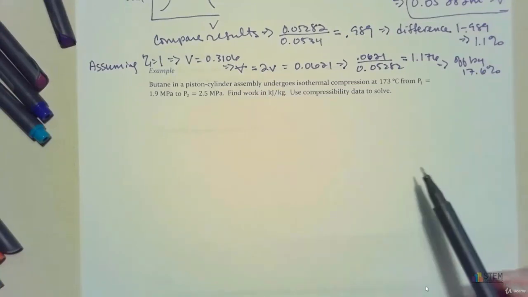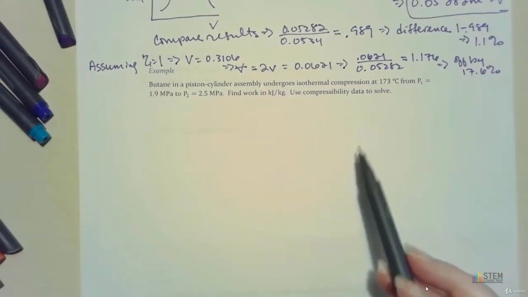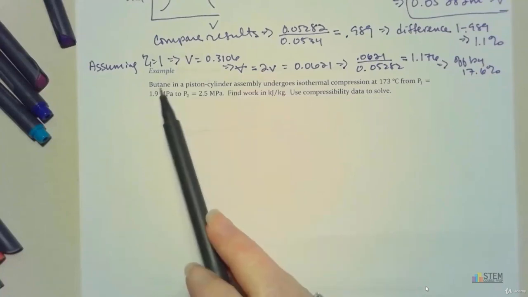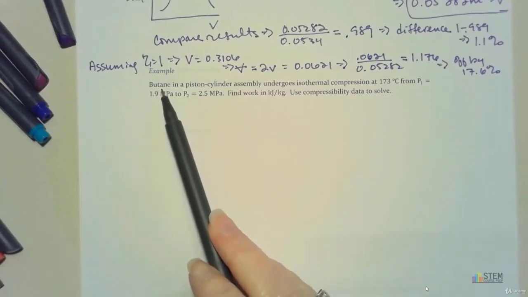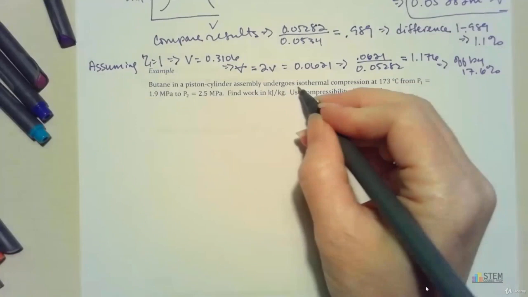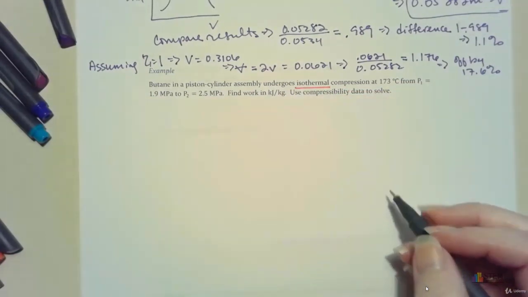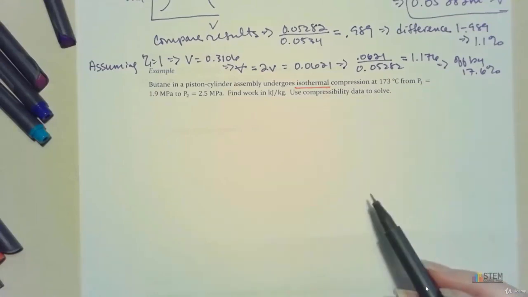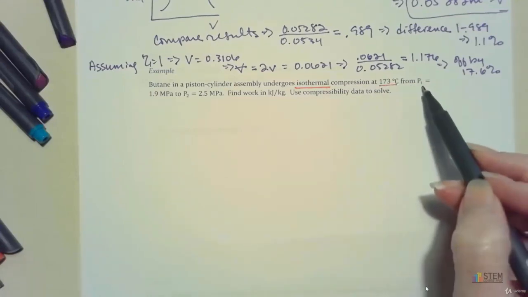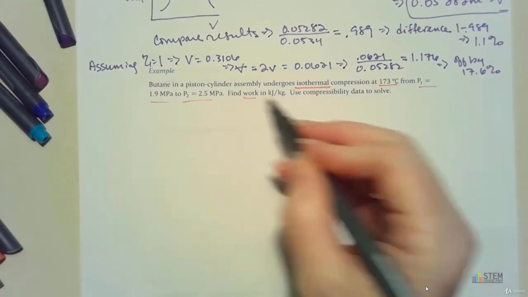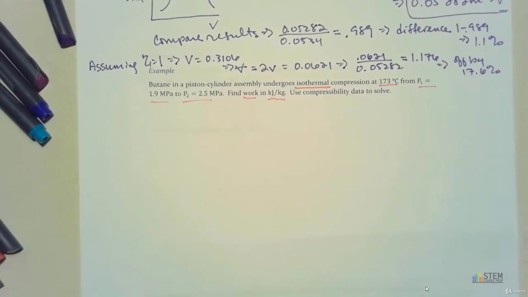Now, before we get started, let's go through here, look for keywords. We got a piston cylinder assembly. That's telling us we have a closed system probably. Butane is our substance. We've got isothermal compression. Isothermal, we need to know what that is. We'll talk about it in just a second. We've got our temperature. We've got our two pressures here. And we want to find work. Notice the units, kilojoules per kilogram. And it tells us to use compressibility data to solve.